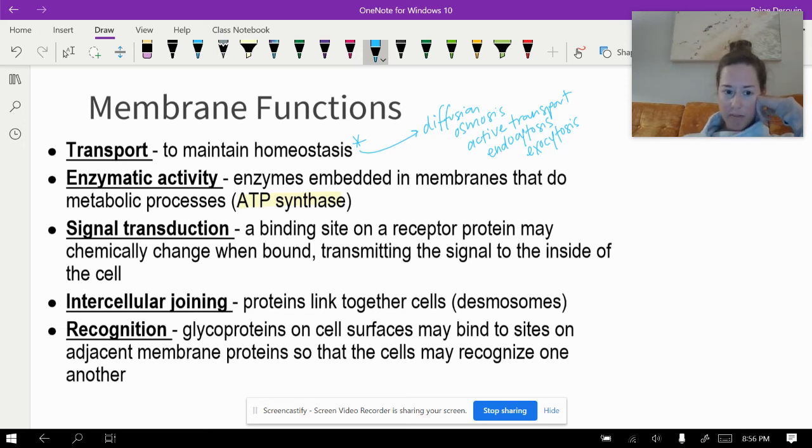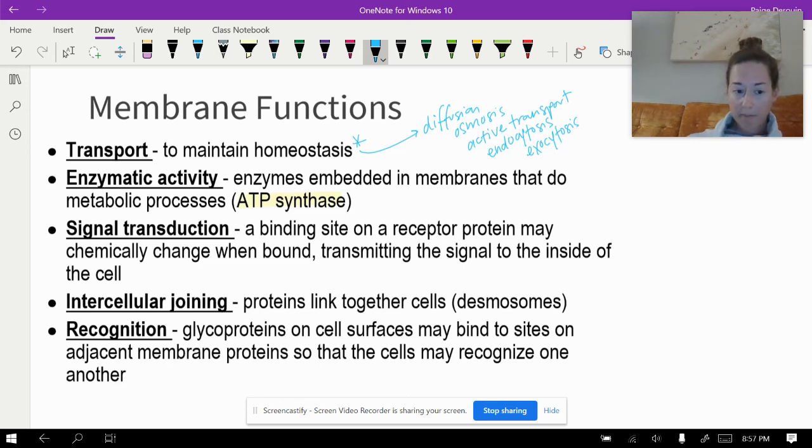Finally, the last function of the membrane is recognition. So I talked about the glycoproteins being able to serve as indicators that cells are where they're supposed to be or doing what they're supposed to be doing. One example of this is your blood type. The part of your blood type that's A, B, or O is a signifier of which glycoproteins are found on the surface of your red blood cells.